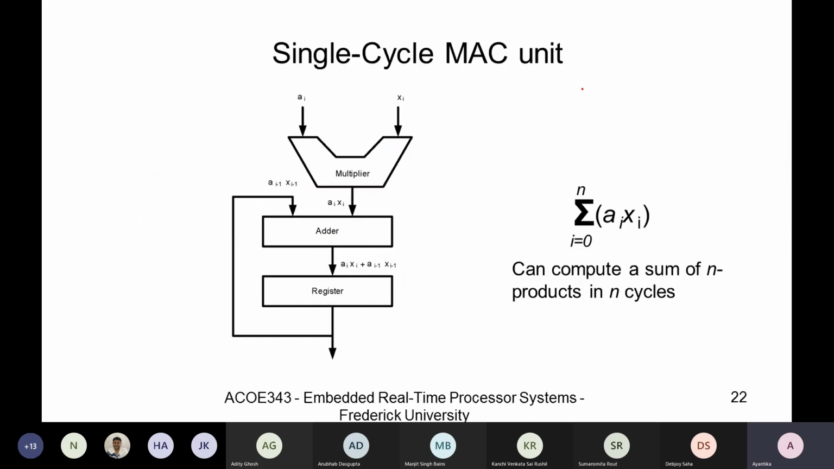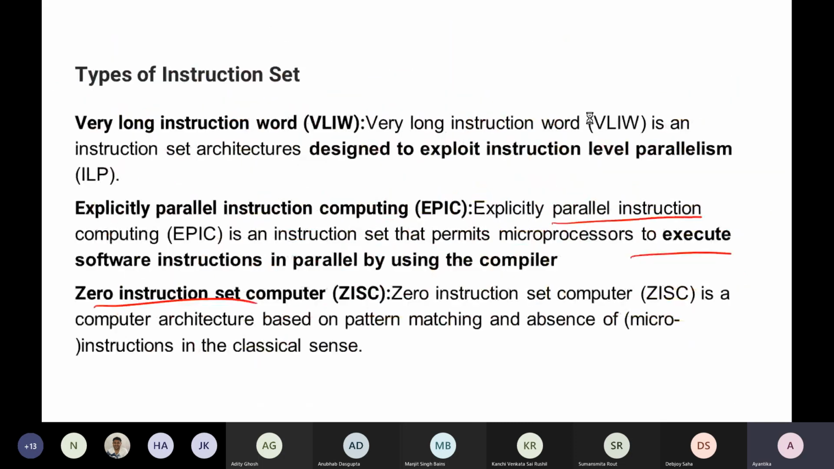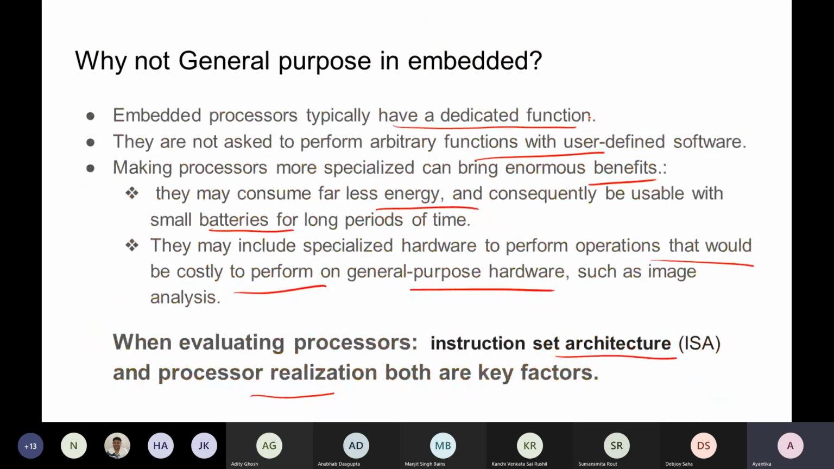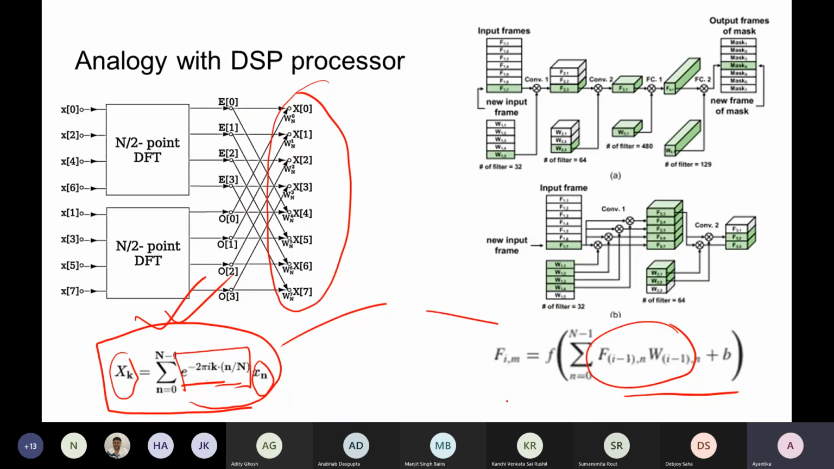Then the second feature of DSP. Okay, Harvard architecture, then a dedicated single cycle multiply accumulate instruction. That means, as you remember, we have discussed repeatedly, if we go back to this slide, this multiply and accumulate or multiply and add is the requirement for DSP. This is a requirement for our CNN, and we are going to achieve this.